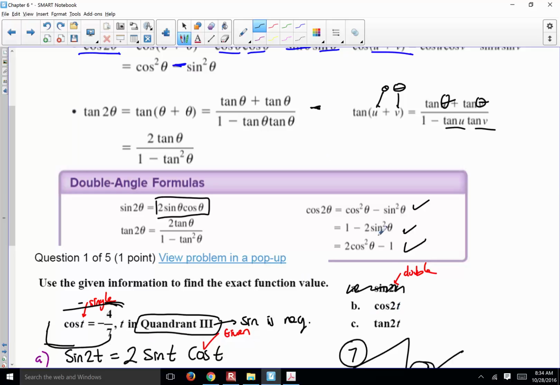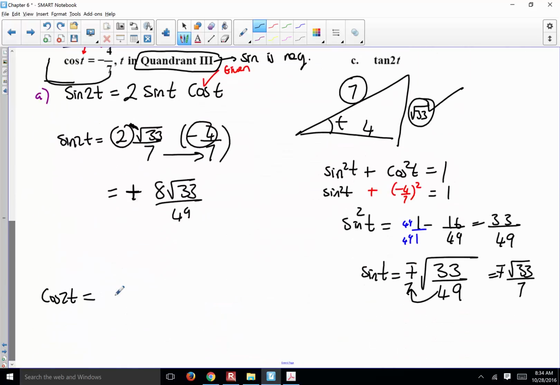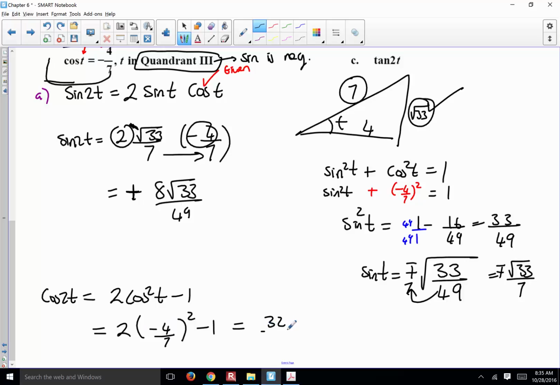It's this one, right? Pick the one that's using only cosines, not the second one, not the first one, because we don't know sine t yet. Pick the last one, 2 cosine squared minus 1. And just apply the given cosine value here. And we will get 32 over 49, take away 49 over 49, so that's minus 17 over 49.